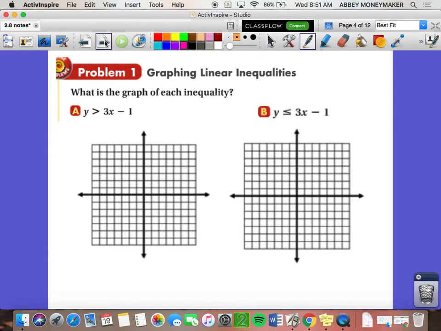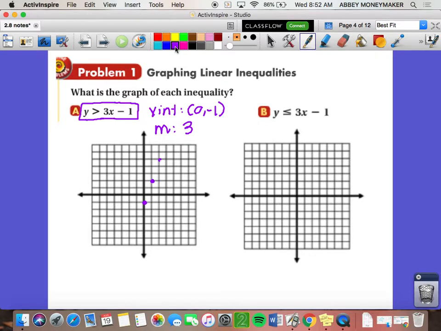It says, what is the graph of each inequality equation? So just like we started the other day, we're going to start by graphing our equation here. Y is greater than or equal to 3x minus 1. So my y-intercept is at 0, negative 1, and my slope is positive 3. So I'm going to start at 0, negative 1. I'm going to go up 3 and over 1.